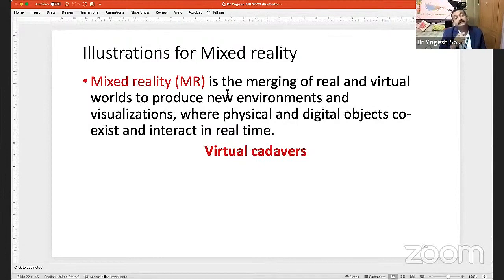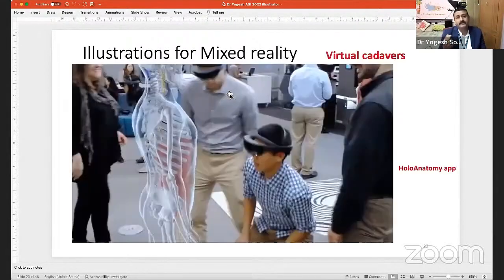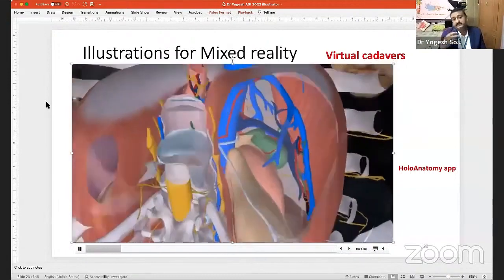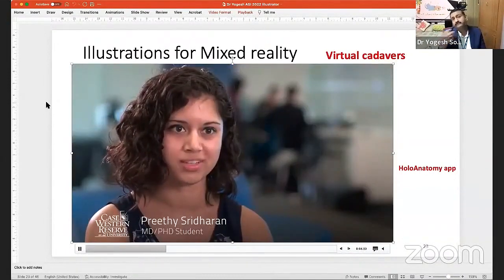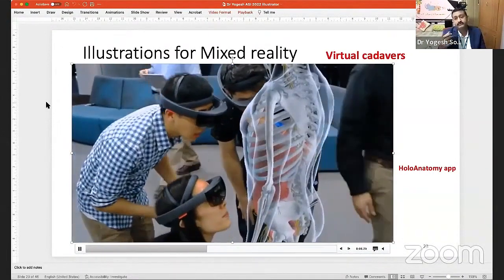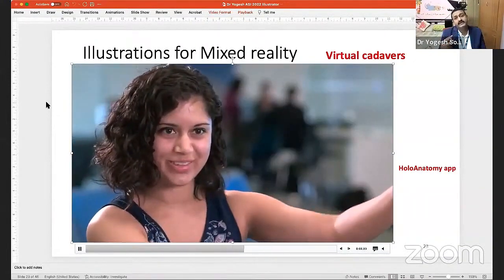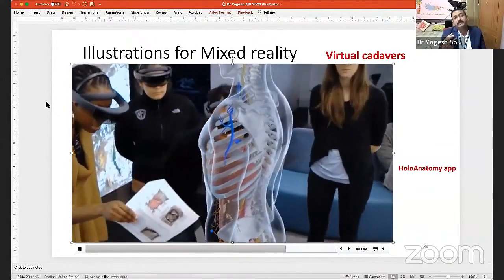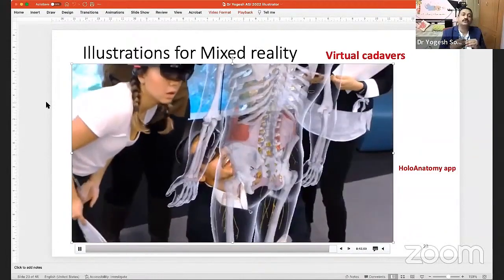For mixed reality also, we need some devices to wear, like a HoloLens. Microsoft has created the HoloLens. I was working with them in 2017, and we created the model for them. So this is one illustration showing it. See here, different people are seeing the same model from different directions. It is a Human Anatomy app, and they are wearing goggles, which are nothing but the Microsoft HoloLens.